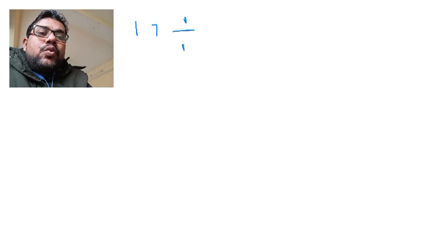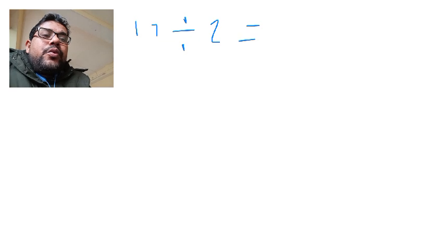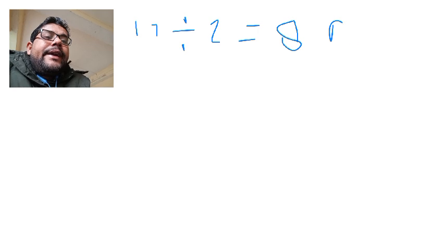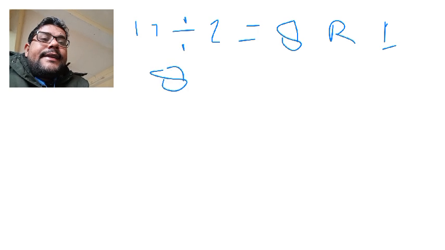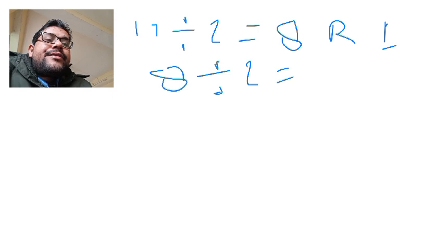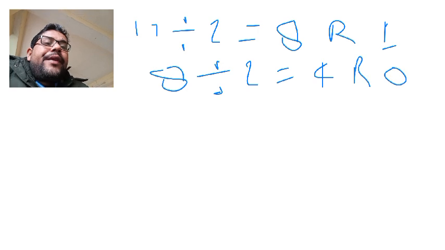Again, if you have 17, then how will you convert it? 17 divided by 2 equals 8, and the remainder is 1. Then again, this 8 is divided by 2, it goes 4 times and its remainder will be 0.